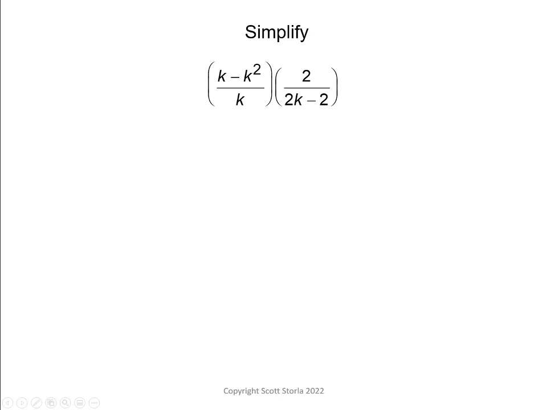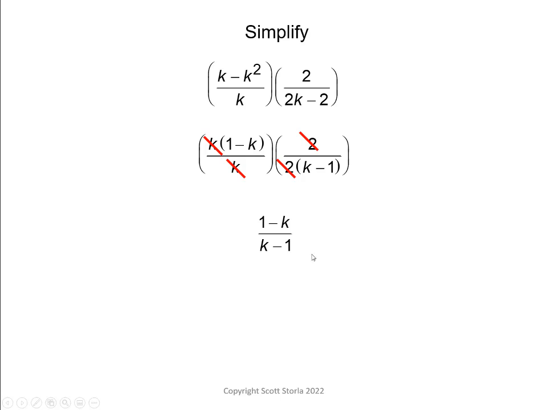Try this one. I've got a factor of k in the numerator here and a GCF of 2 down here. So I'm going to factor those out. And then I notice I got a couple factors of k I can reduce and a couple factors of 2 I can reduce. So I'm going to take those. And that leaves me with 1 minus k over k minus 1. And you should recognize this as that form where we have opposites. And so that'll just simplify to negative 1.